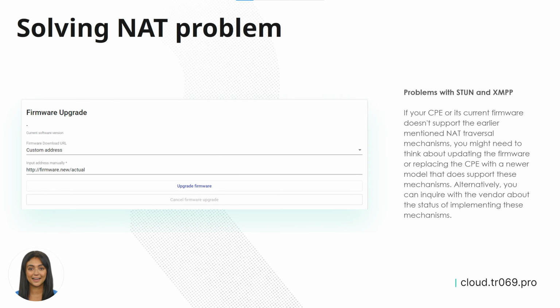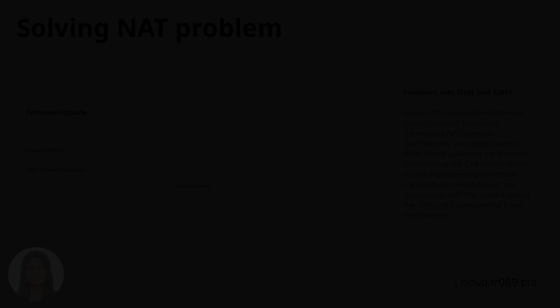Problems with STUN and XMPP. If your CPE or its current firmware doesn't support the earlier mentioned NAT traversal mechanisms, you might need to think about updating the firmware or replacing the CPE with a newer model that does support these mechanisms. Alternatively, you can inquire with the vendor about the status of implementing these mechanisms.